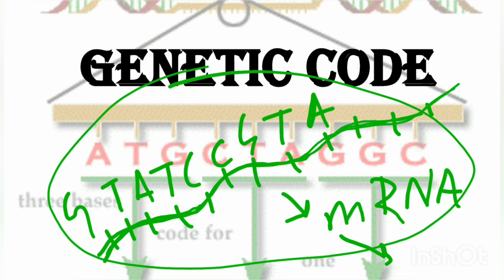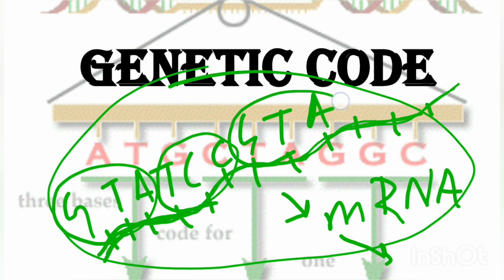So how is this message encoded in DNA transformed into protein? Basically it is due to the genetic code, because genetic codes are present on DNA, which form specific amino acids, and those amino acids join to form the linear sequence of protein.